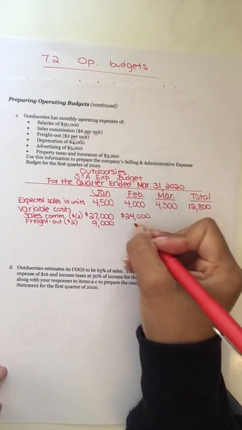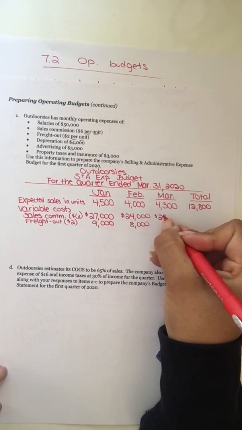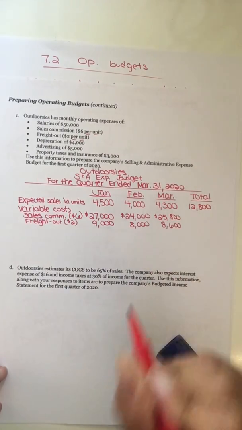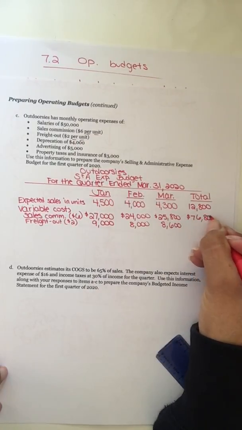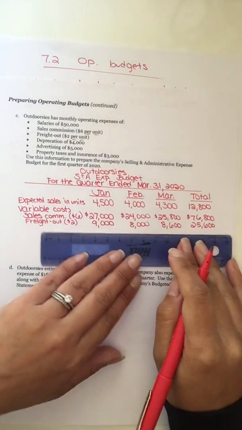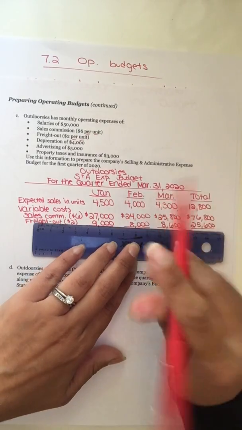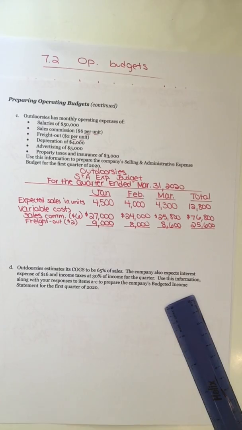So 24,000 and 8,000 for February. March 25,800. And then 8,600. I'm doing all these in my head, by the way. 76,800 and adding across 25,600. There you go. So those are your total variable costs. We just had two in this example for our period costs. So go ahead and add it up to get your total variable costs.